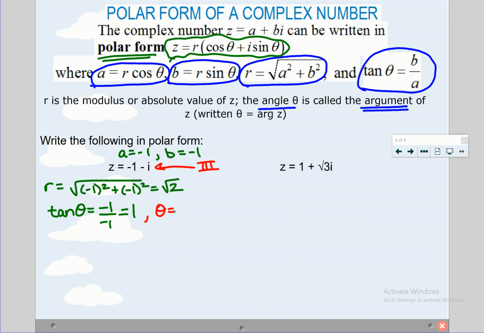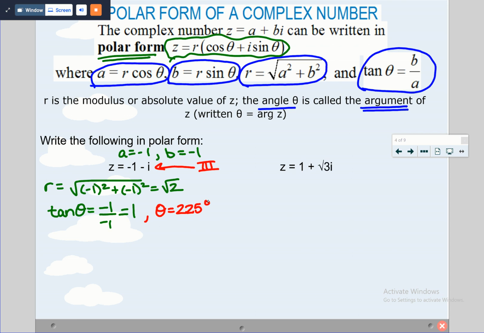It doesn't say here degrees or radians. Sometimes it'll say write your argument in degrees or write your argument in radians. Let's just do degrees for now. Where does tangent equal 1 in quadrant 3 in degrees? 225. That's what we're looking for.